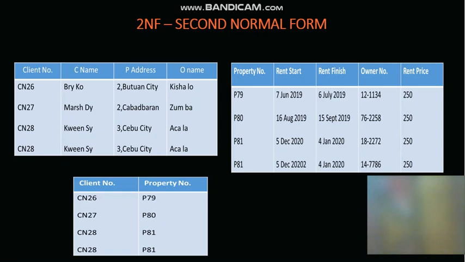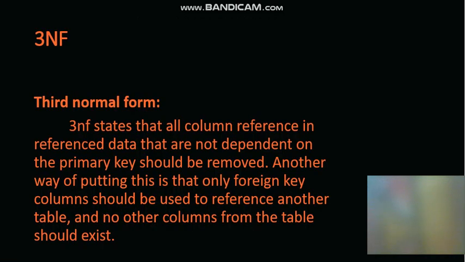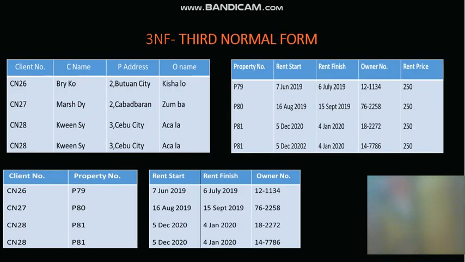So next, 3NF. The third normal form: 3NF states that all column references to data that are not dependent on the primary key should be removed. Another way of putting this is that only foreign key columns should be used to reference another table, and no other columns from the table should exist. So 3NF, or third normal form.